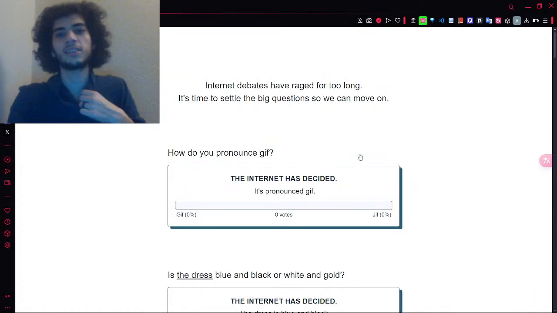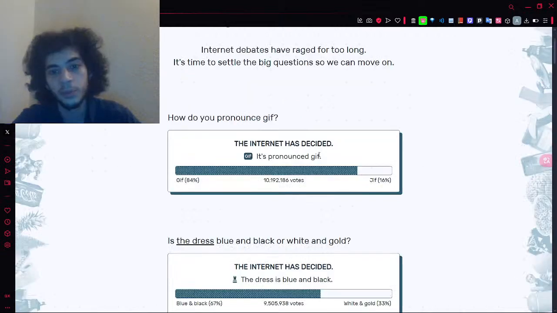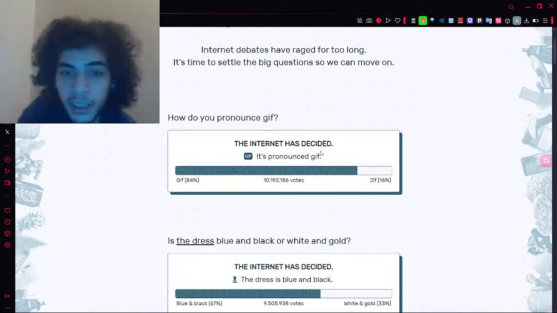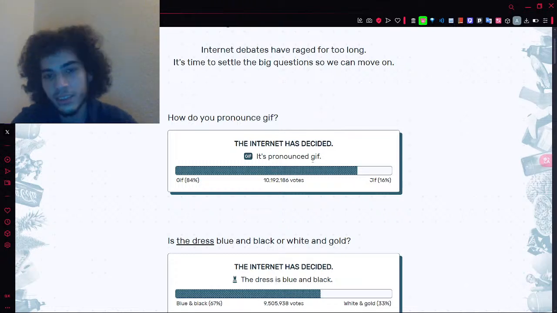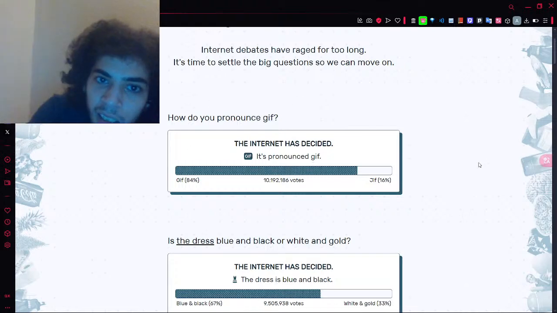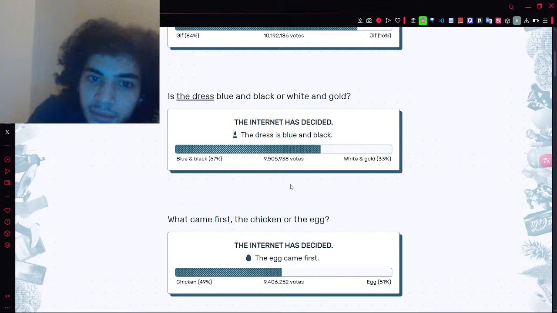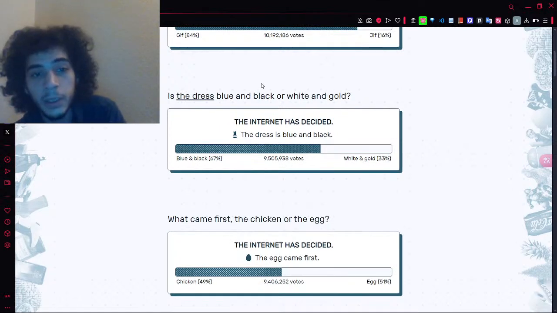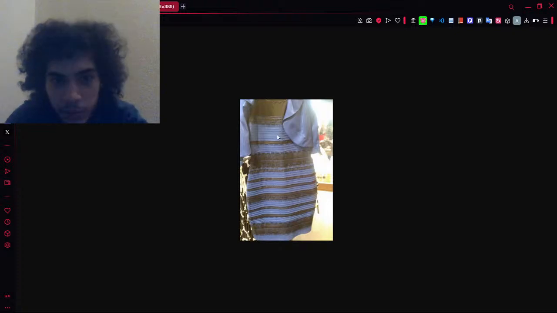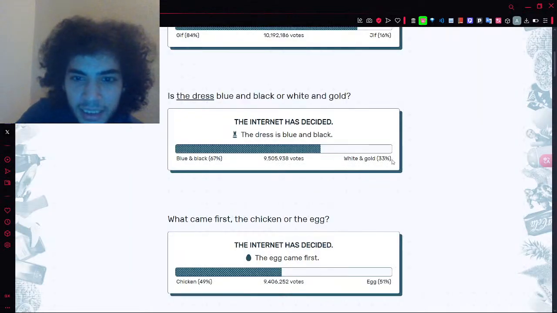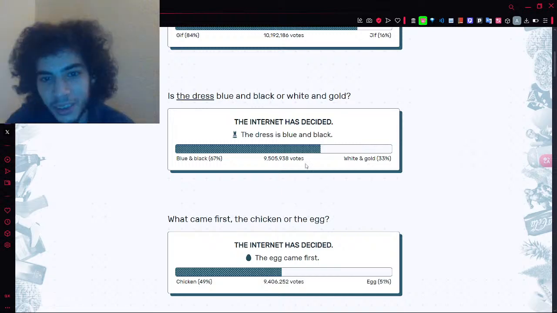What's this? Let's look at this. The internet: how do you pronounce GIF? GIF or GIF? Well, I don't know. Sometimes like this, sometimes like that, to be honest. Is the dress blue and black or white and gold? It's white and gold. It does have some blue though, I will say. Look, it is a little bit blue in the middle, but it's light blue and gold. What? No, it's blue and gold. It's light blue and gold.